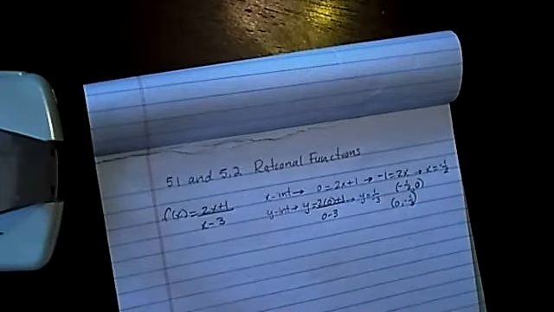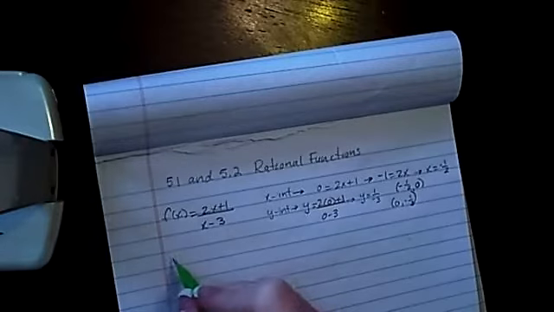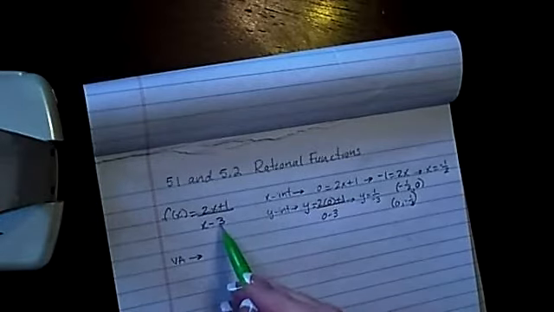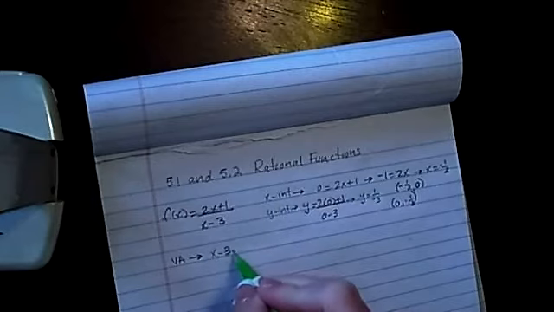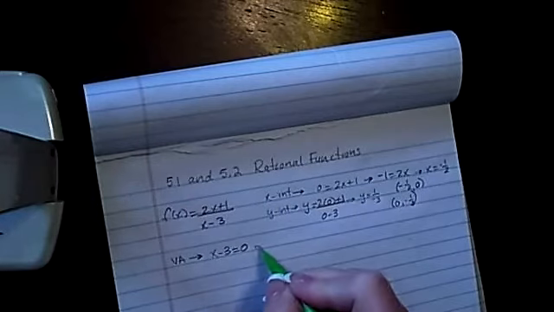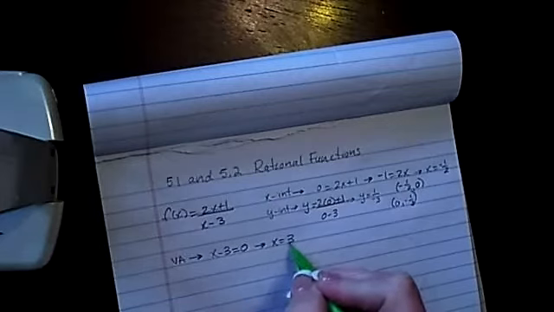Okay. All right, let's talk about then the vertical asymptote. So I'm going to come over here and do the vertical asymptote. The vertical asymptote is taking the denominator and setting it equal to 0. So that's going to be x equals 3.